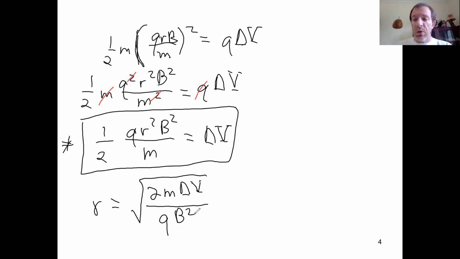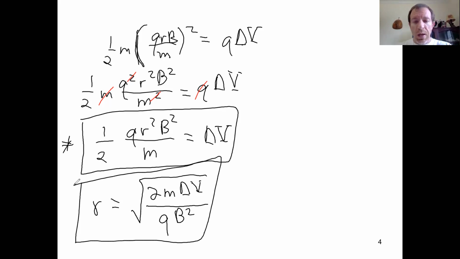So that would tell me, if I knew what this charged particle is, and I knew its charge, its mass, the charge Q, the potential difference that it was accelerated across, and the magnetic field, I could figure out exactly where it would hit on the wall of the mass spec. I could figure out the radius of its pathway. So that's one important result out of the start equation.